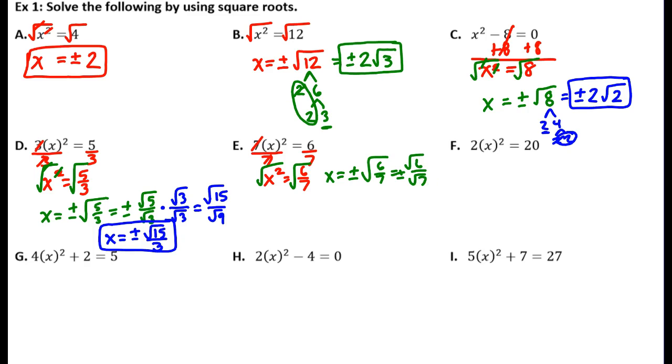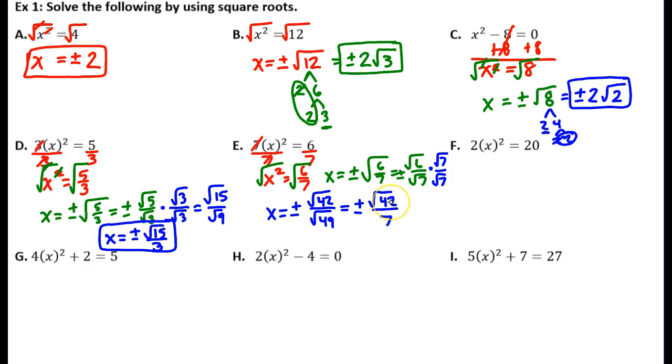So I want to rationalize the denominator. So I'm going to multiply both numerator and denominator by the square root of 7. When I do that, I get x is equal to plus or minus, multiply underneath the radical, that's the square root of 42, all over the square root of 49. This simplifies to plus or minus the square root of 42, all over 7.